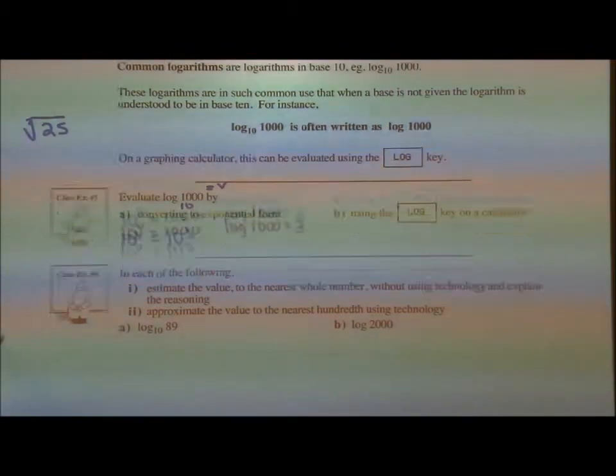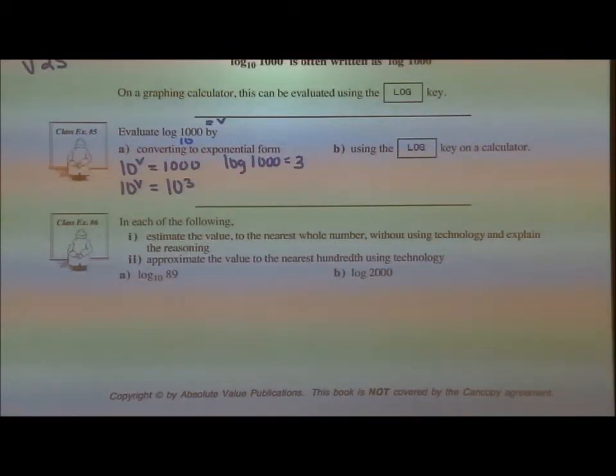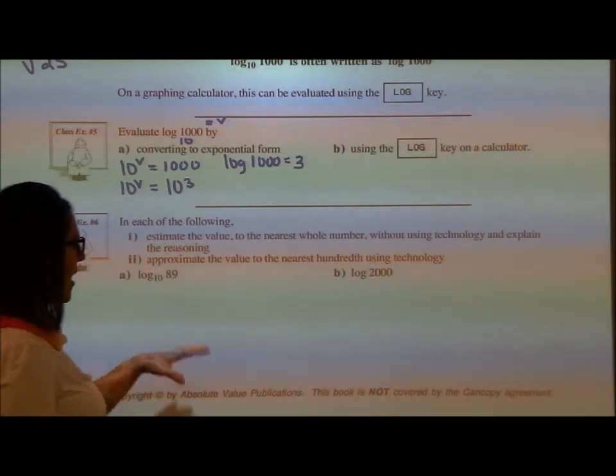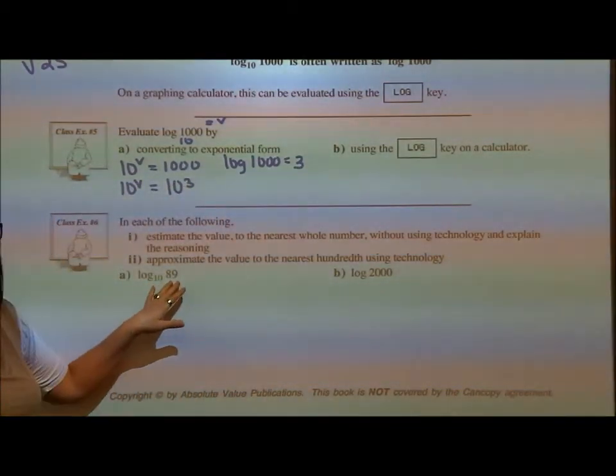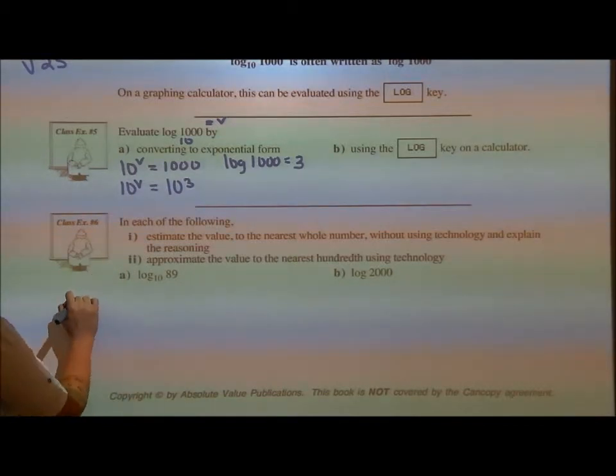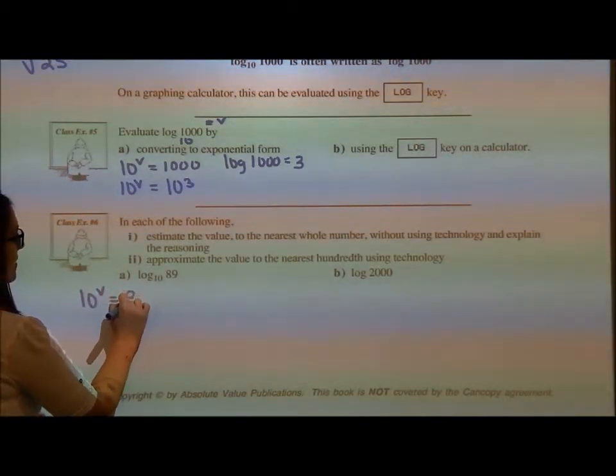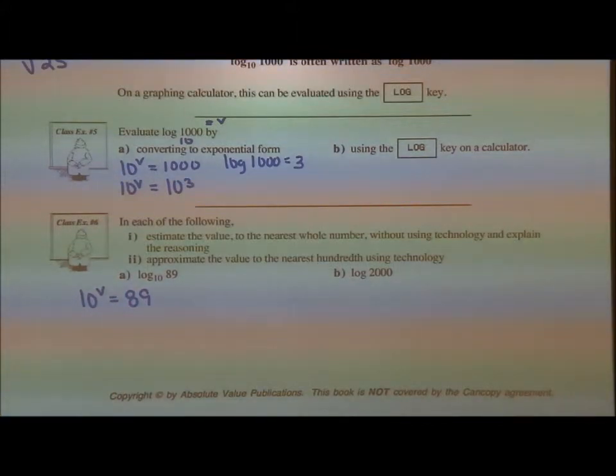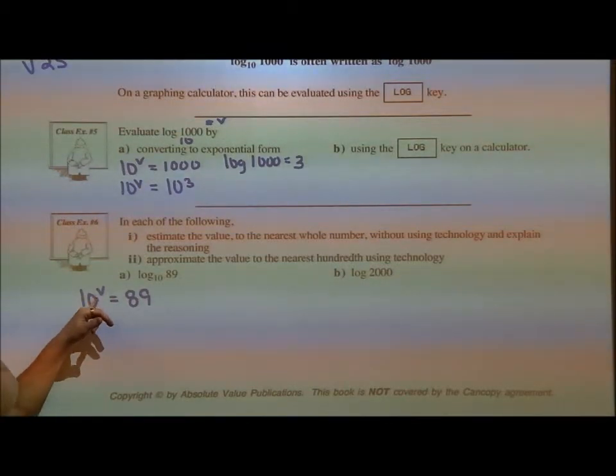So now if I look at class example number 6, it says estimate the value to the nearest whole number without using technology and explain the reasoning, and then approximate using technology. So if I have log base 10 of 89, in exponential form, that would be 10 to the power of something would equal 89. So what would I choose for my value of v to get close to 89? 2. Okay, 2 would be close, because that would be 100.